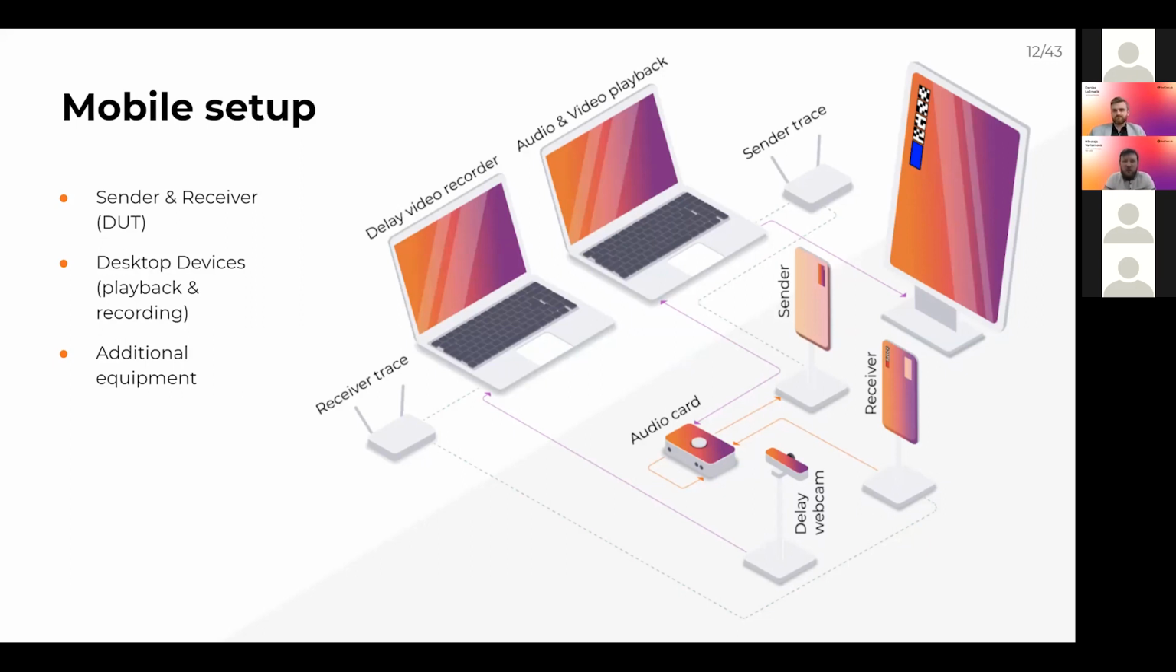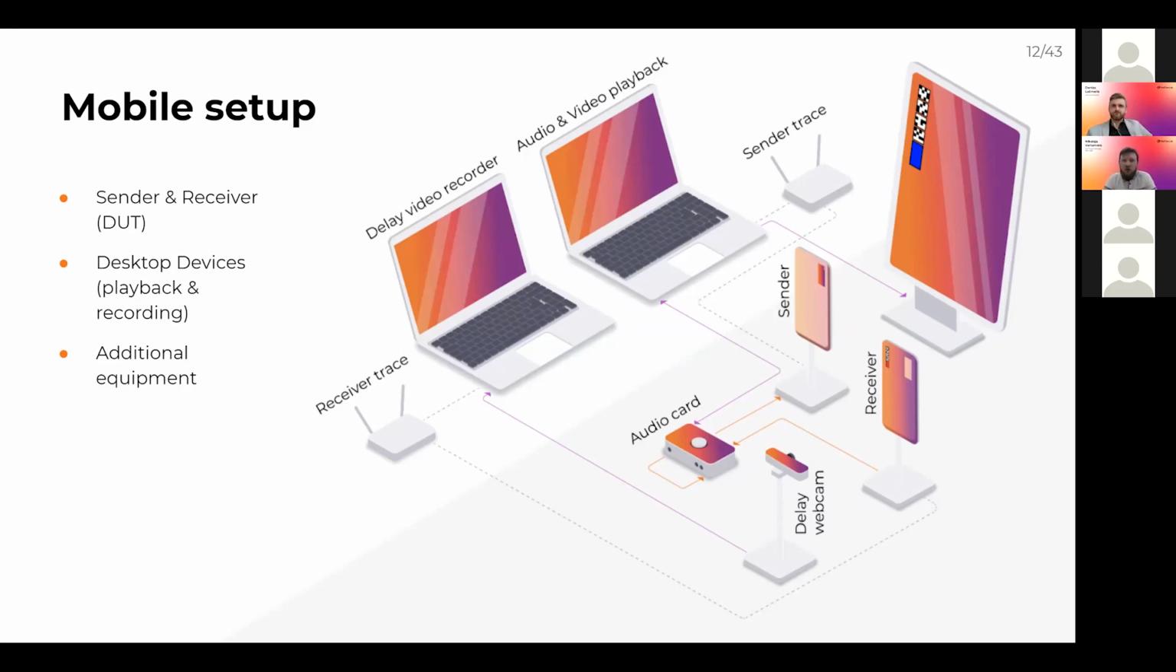So basically, every setup will have three main parts. The first one is the sender device, which initiates the call and sends audio and video media to the receiver device, the one which receives this media. The second part is desktop devices, which you can see at the top. They are used to play back audio and video files and also write network traces to be analyzed later.